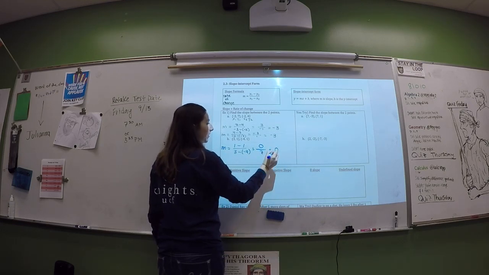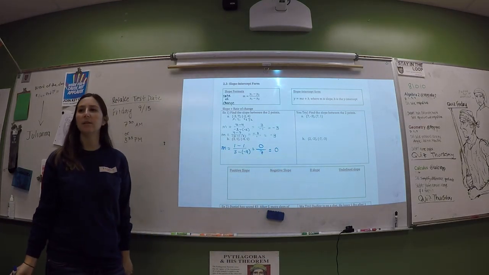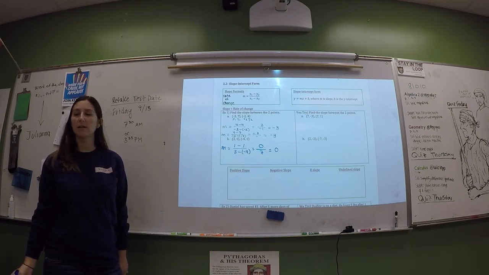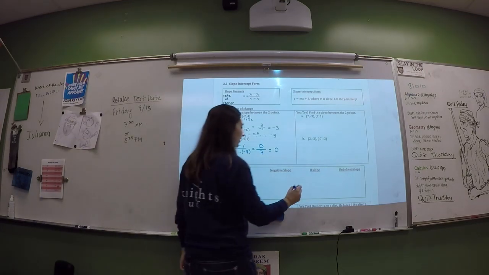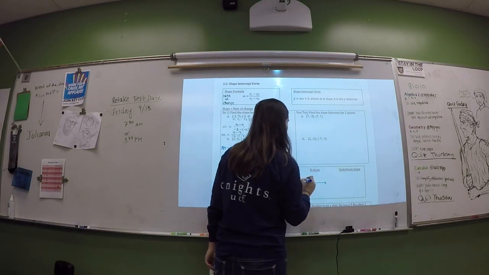0. Can a line have a slope of 0? Yeah. What does it look like? Flat. They're all straight lines. Like a horizontal line, right? Yeah. All right, so a 0 slope is a horizontal line.